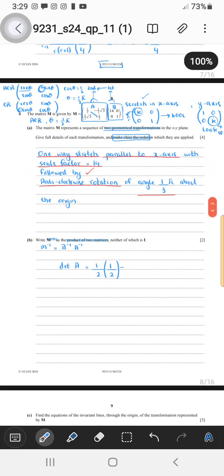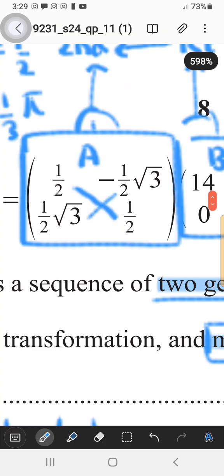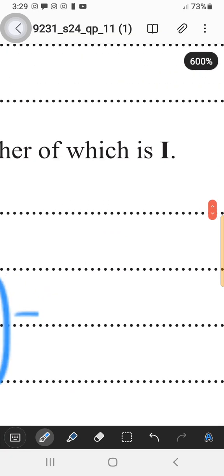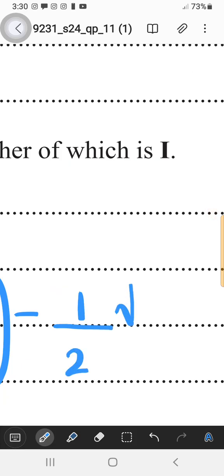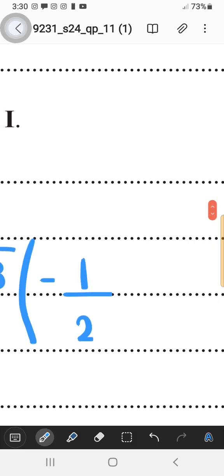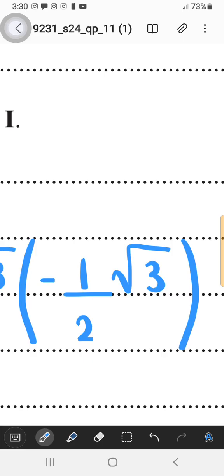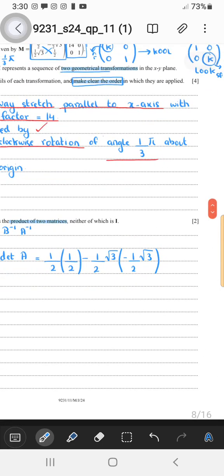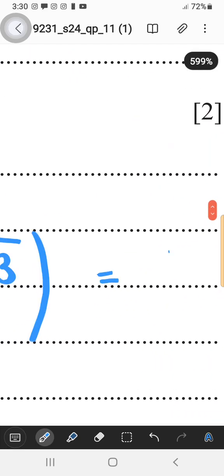Then minus. Then we will multiply this: minus 1 upon 2 under root 3, and minus 1 upon 2 under root 3. I want you to do this on the calculator to confirm whether the answer I am getting is correct or not. So the answer we get for determinant A is 1.